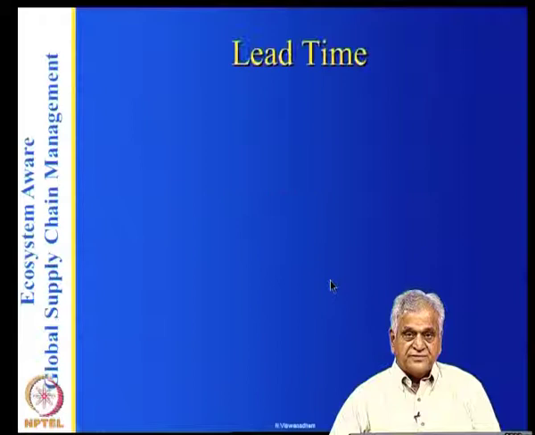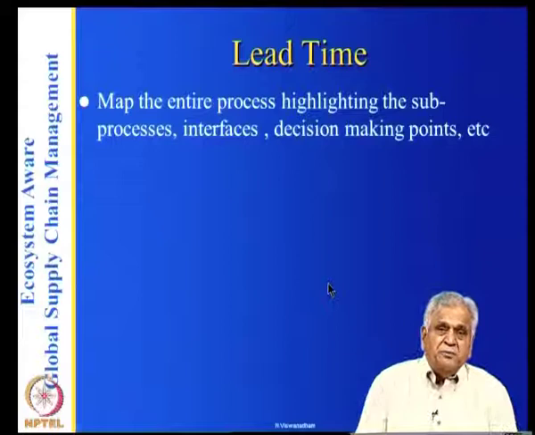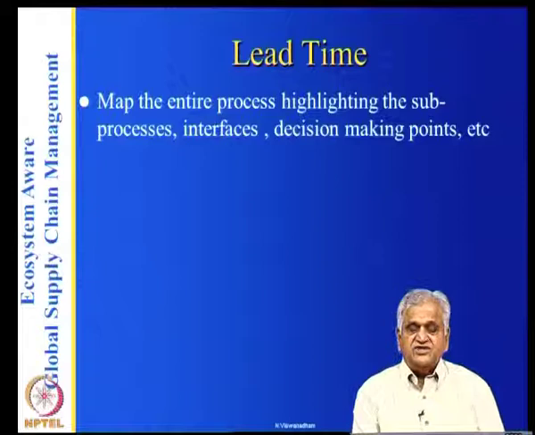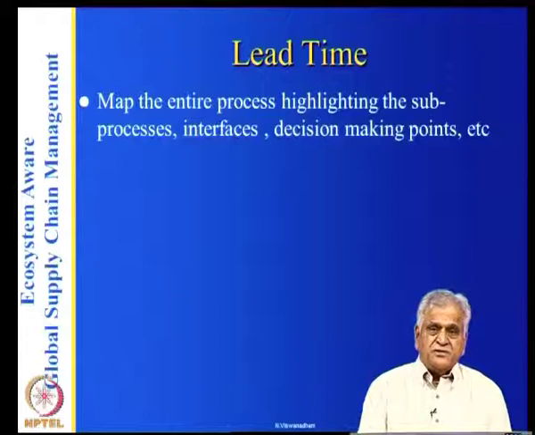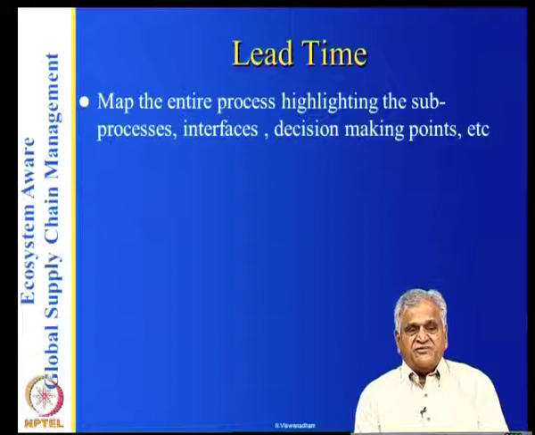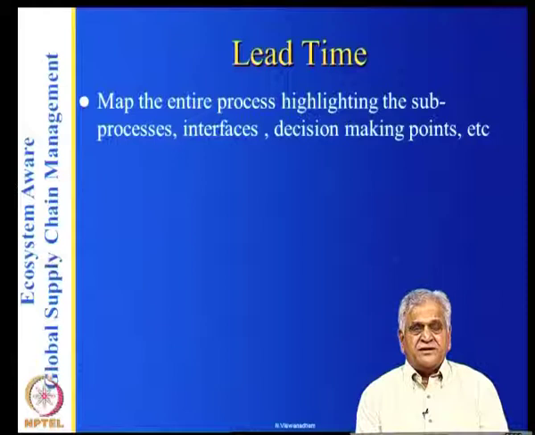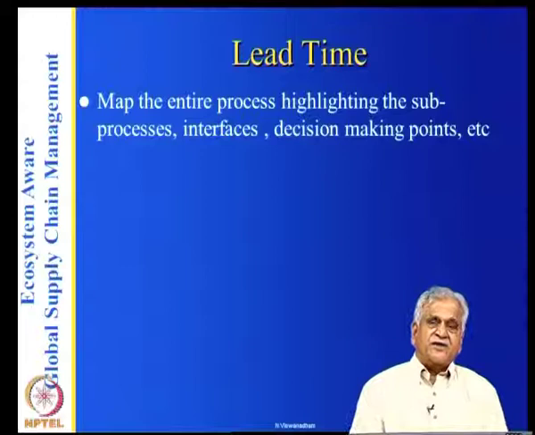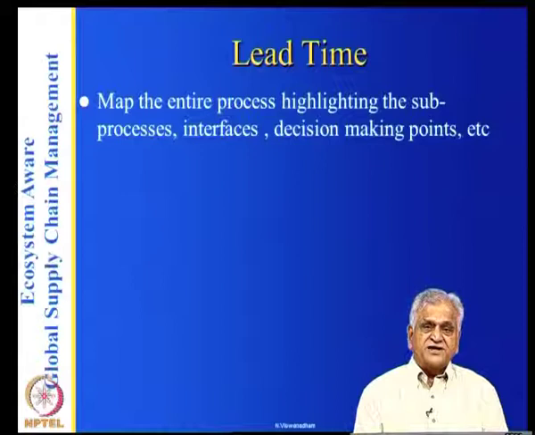So what is lead time? You map the entire process, highlighting the sub processes, interfaces, decision making points, etc. You have the supply chain, you have the suppliers, the manufacturing, and then transporting the goods from suppliers to manufacturers and so on. And you have a supplier, the logistics provider, and the manufacturer. And there is an interface between the supplier and the logistics provider, and between the logistics provider and the manufacturer. This interface is basically a coordination issue. If this interface is smooth, everything is fine, then the lead times are low.